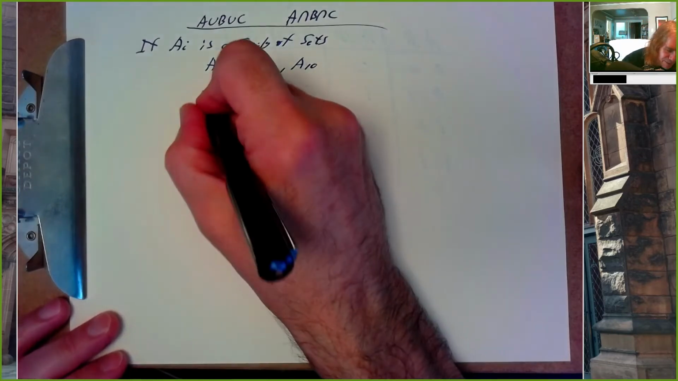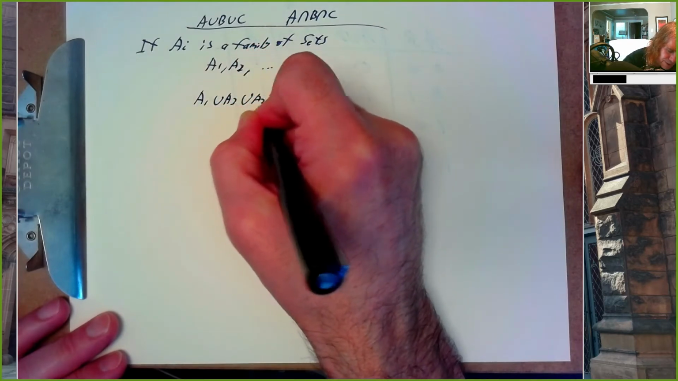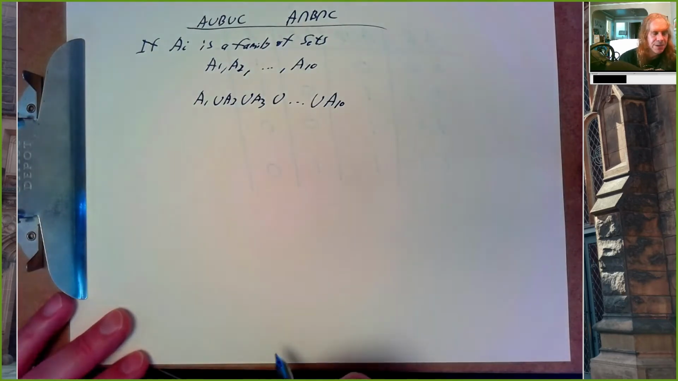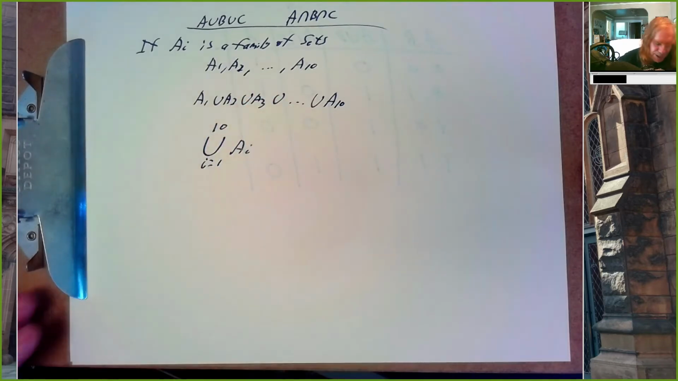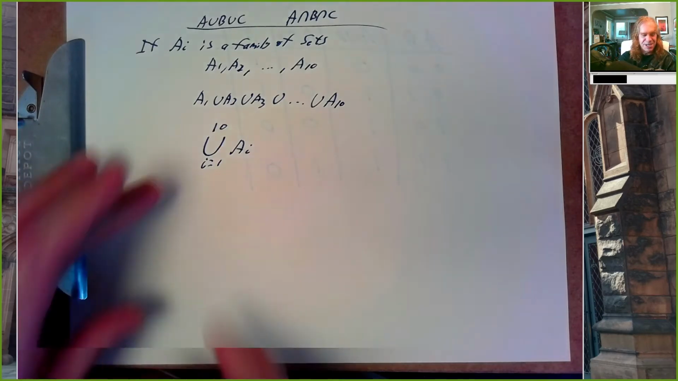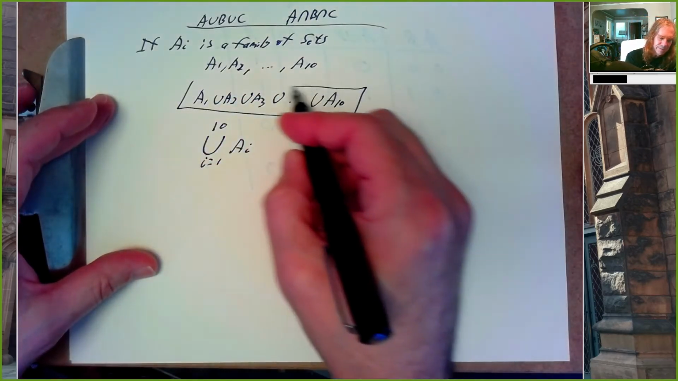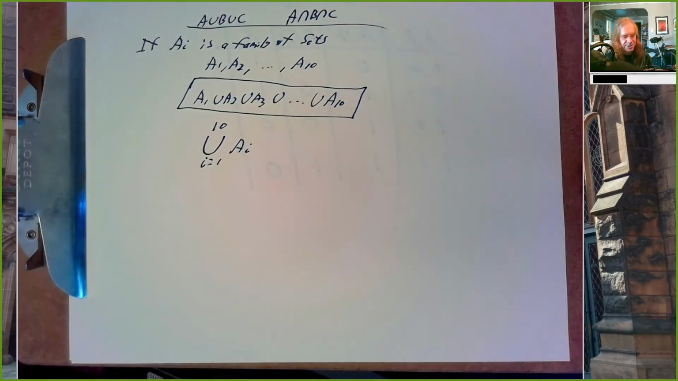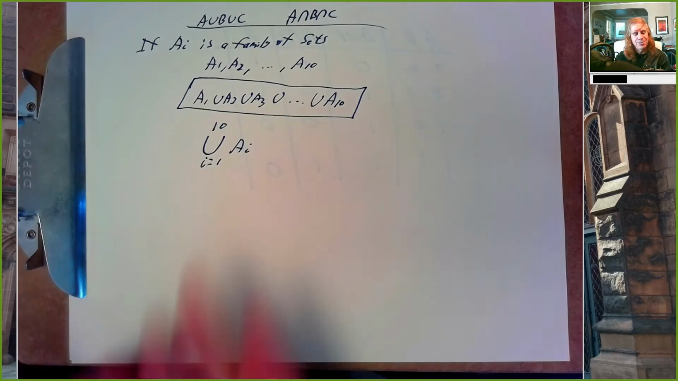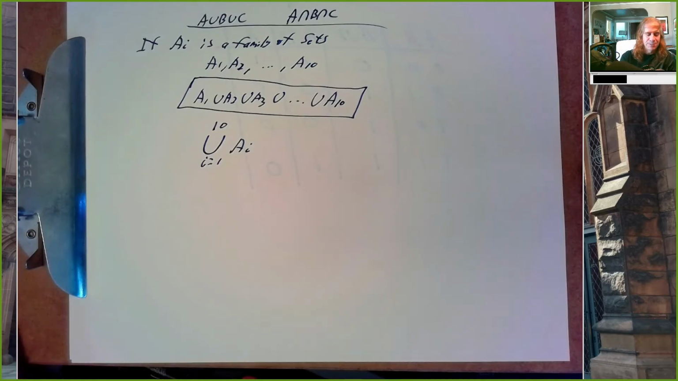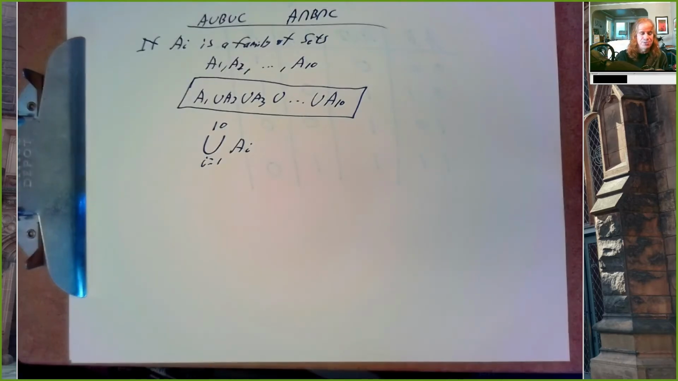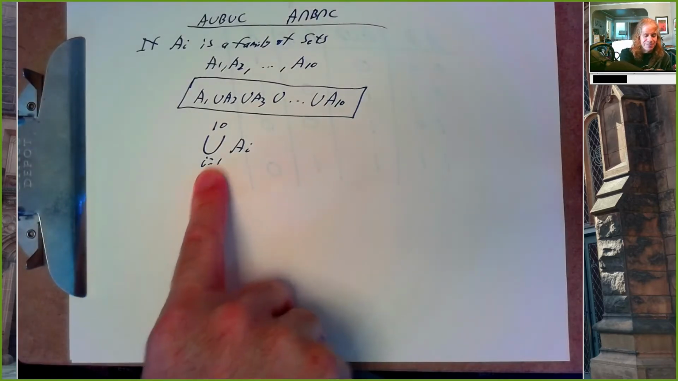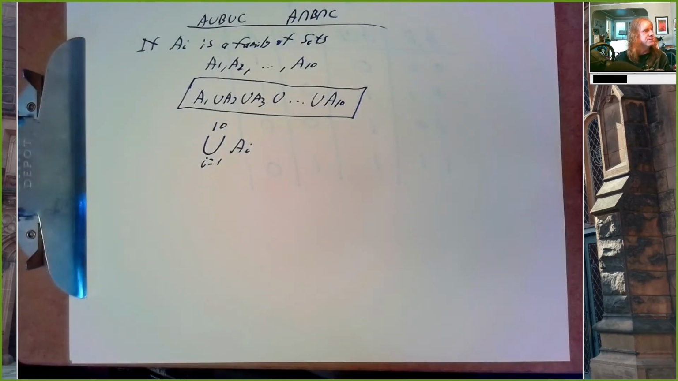If I wanted to describe A1 union A2 union A3 union everything up to A10, there's a shorthand way of writing this. We could write something like the union from I equals 1 to 10 of A sub I. And we understand this to be a shorthand for this. And the same thing with intersections. I could describe an intersection of a bunch of sets. And it's a rip-off of summation notation, right? Where we have an index and a lower bounds and an upper bounds. And just like summation notation, the index is irrelevant. I could have used J. I could have used Q. Doesn't make any difference. It's just saying, let this thing go from 1 to 10 and do the union of each of those subscripted sets.